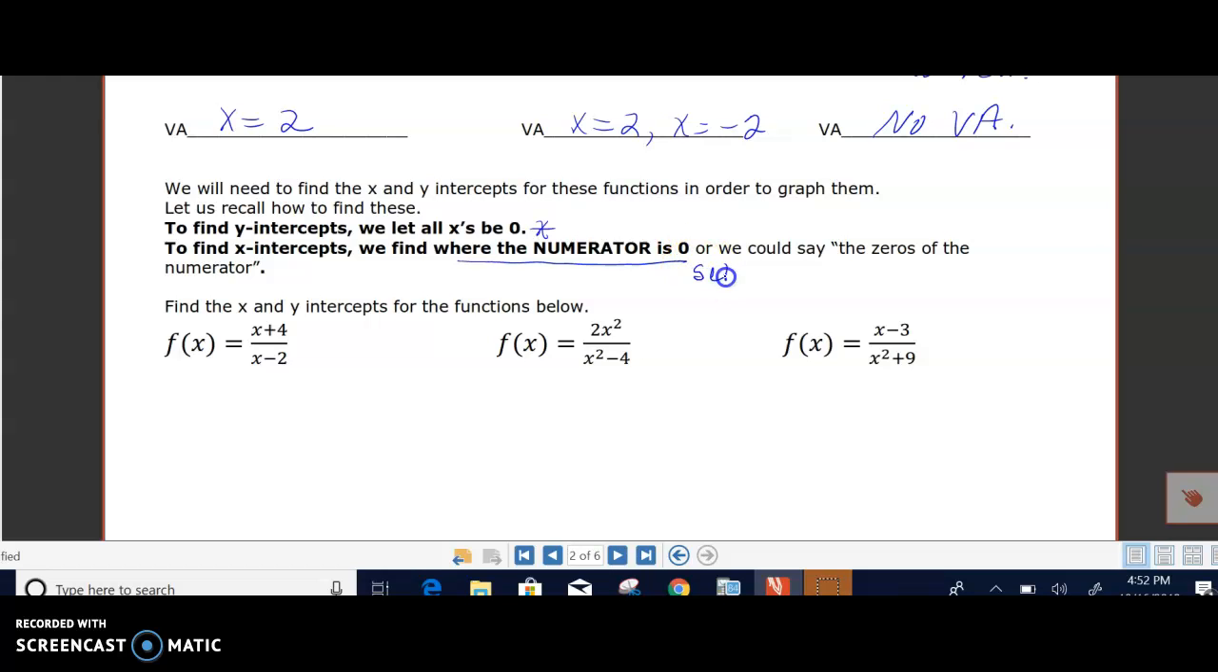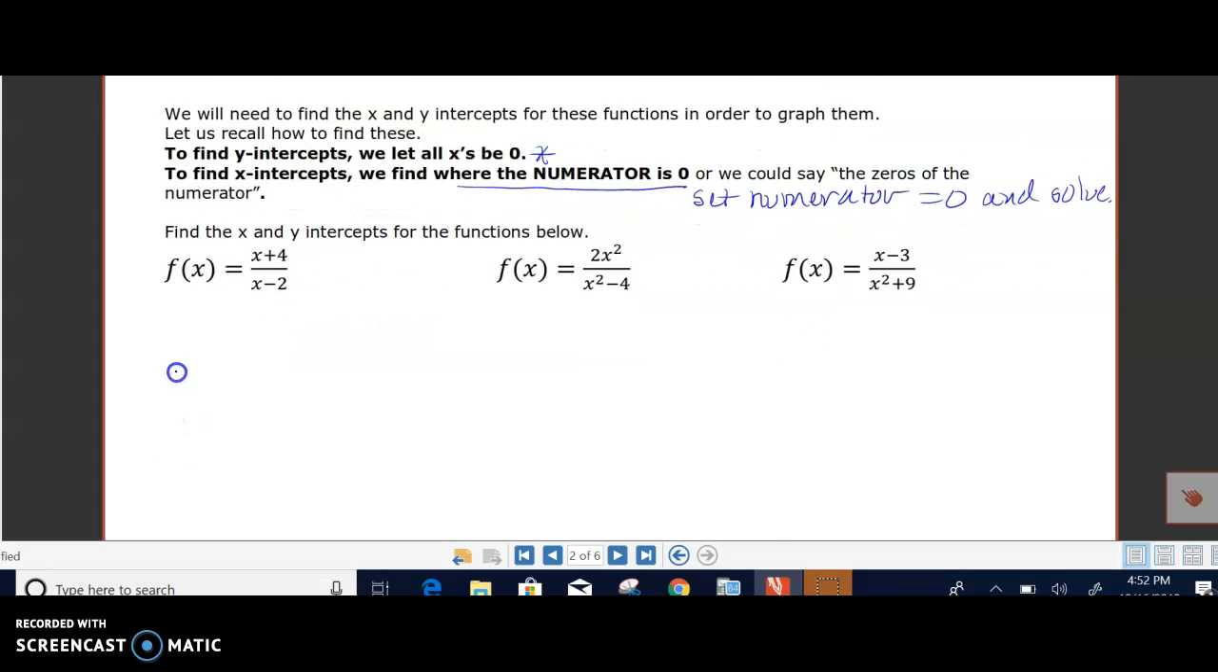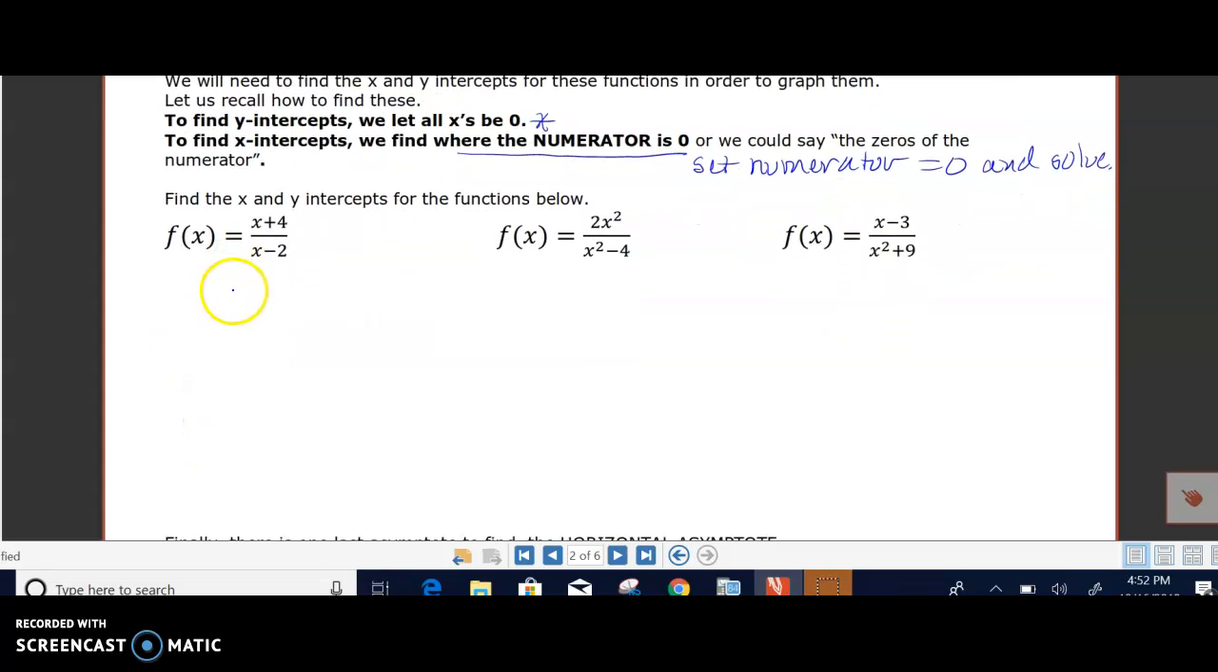So all we're going to do is set the numerator equal to 0 and solve to find that x-intercept. So let's work on that. For the y-intercept, I'm going to put a 0 everywhere I have an x, so 0 plus 4 over 0 minus 2, which gives me 4 over negative 2, which is negative 2. There's my y-intercept.